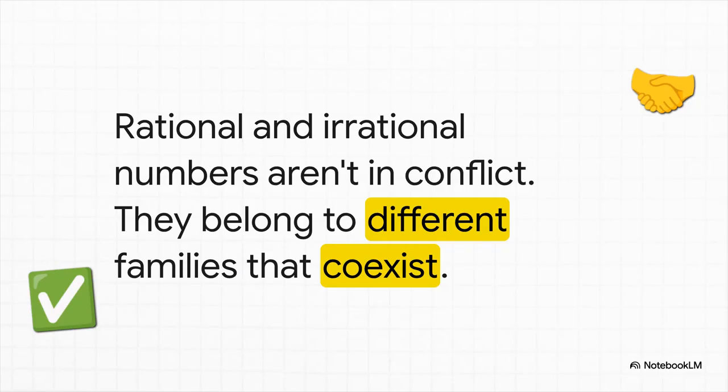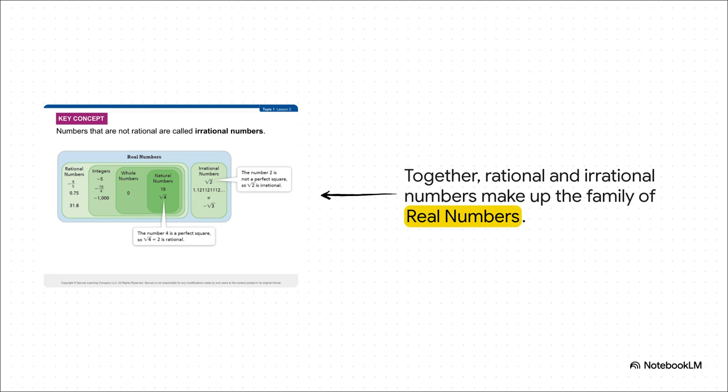So there we have it. The case is closed. These rule breakers aren't actually breaking rules at all. They belong to a different system with a different set of rules. The rational and the irrational numbers, they aren't enemies. They're really just two sides of a much, much bigger picture. And this is that bigger picture.